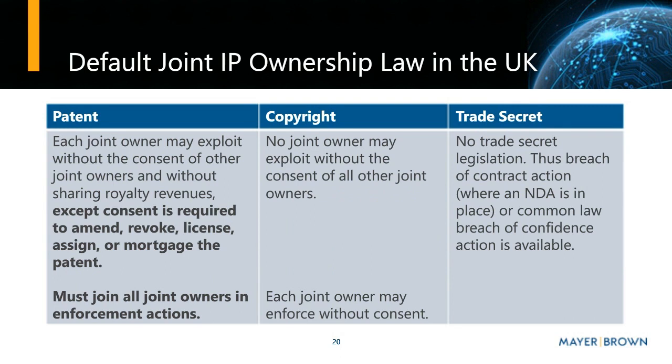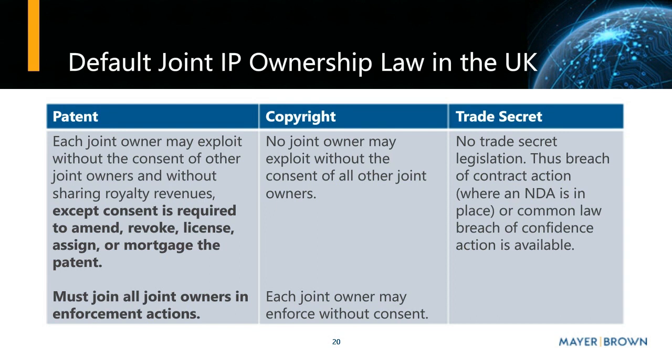The third country we'll look at is the UK, and I'd like to point out here that the local default rules for joint ownership are different even inside the EU. The UK default rules for patents are the same as those for the US, with one exception. Each joint owner may exploit the patent itself without the consent of the other joint owners and without sharing royalty revenues. But consent is required to indirectly exploit the patent, including to amend, revoke, license, assign, or mortgage the patent. And each joint owner must join all joint owners in enforcement actions.